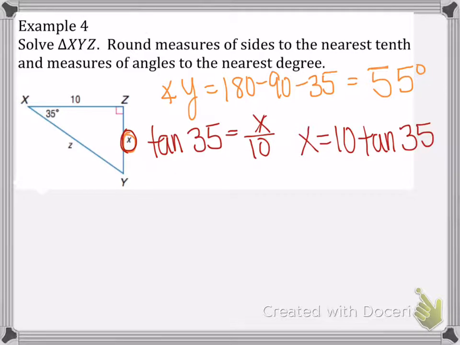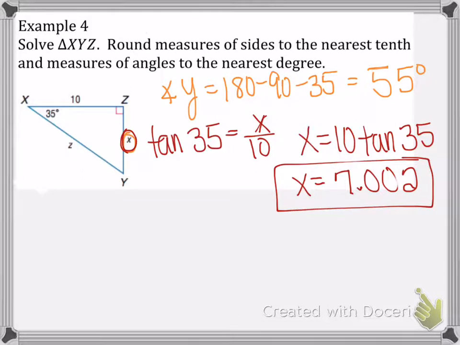And this is when I would go to my calculator and I would plug it in. Make sure it still is in degree mode, which it should be. X equals 7.002. Now if I want to find z, I look at the relationship between z, 10, and angle 35.